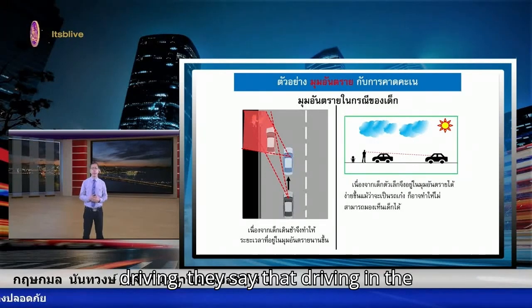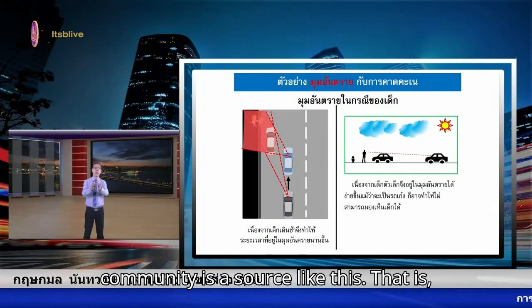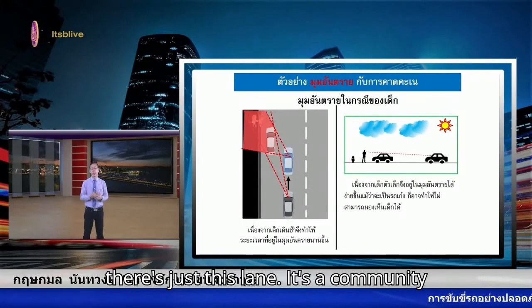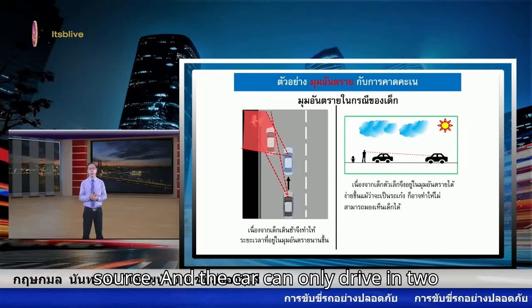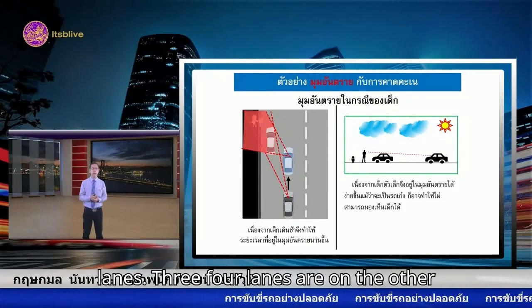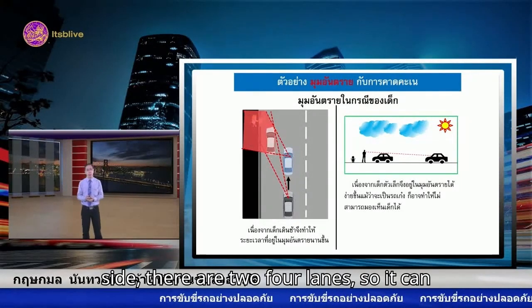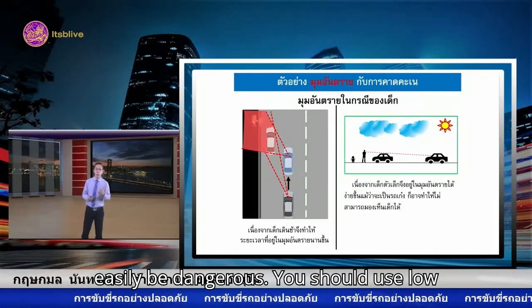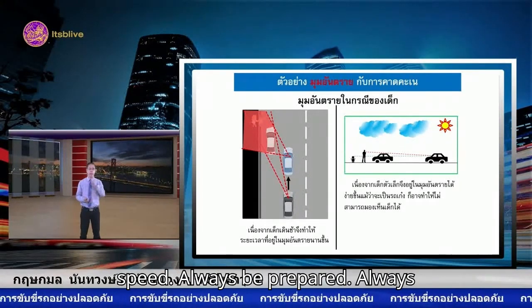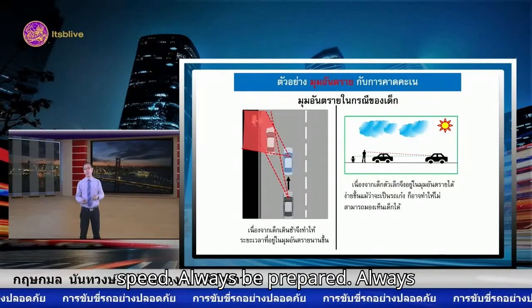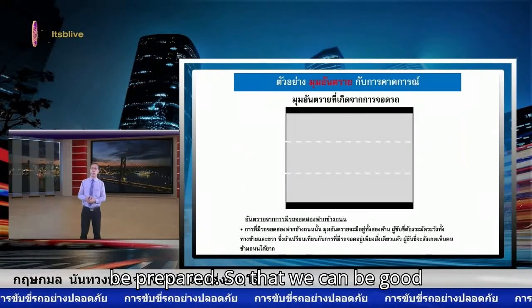Driving in the community is a source like this. There's just this lane. It's a community source, and the car can only drive in 2 lanes, with 3 or 4 lanes on the other side. There are 2 to 4 lanes, so it can easily be dangerous. You should use low speed. Always be prepared, so that we can be good drivers.